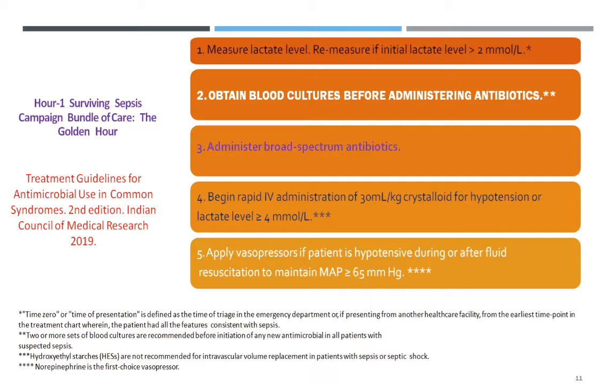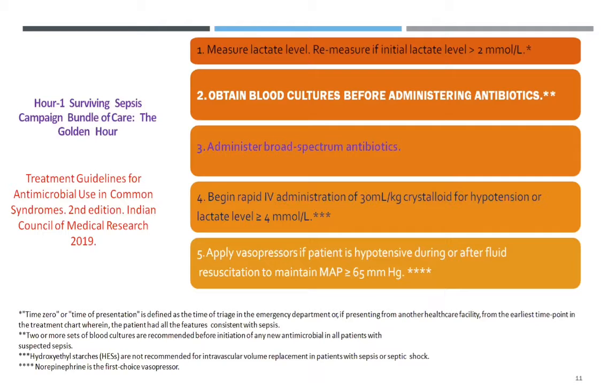The third, administering broad spectrum antibiotics based on the hospital antibiotic policy. Then fourth, begin rapid IV administration of 30 milliliters per kg of crystalloid for hypotension or a lactate level of more than 4 millimoles per liter.